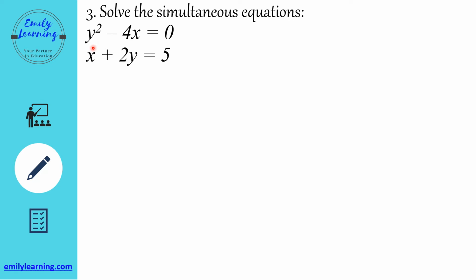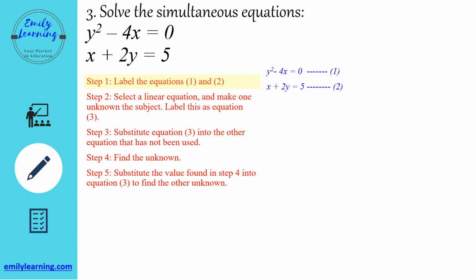Alright? Okay, but for this second equation here, this is still linear because both x and y are to the power of 1 and they are not multiplied by other unknowns. So to solve this simultaneous equations, we still use the 5-step method. So firstly, let's label equation 1 and 2. Alright, so once you have labeled equation 1 and 2, next let's select a equation and make one unknown the subject.